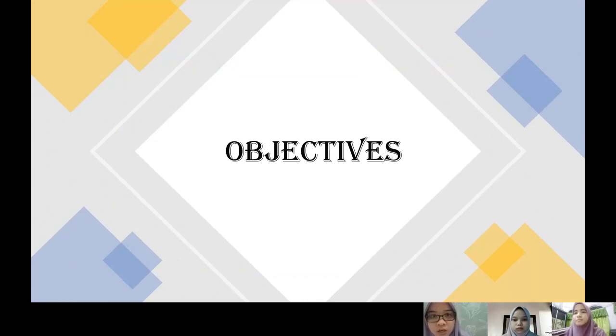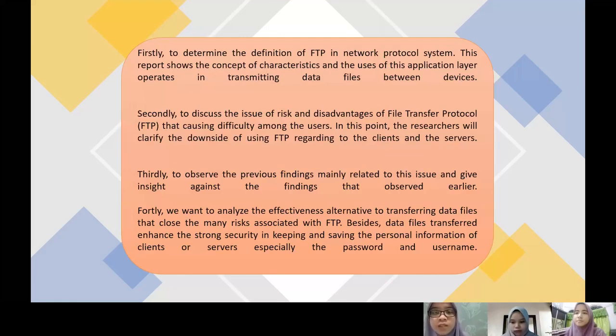The third point is objectives. Firstly, to remind the definition of FTP in the network protocol system. This report shows the concept of characteristics and the function of this application layer in transmitting data files between devices. Secondly, to discuss the issue of risks and disadvantages of FTP that cause difficulty among the users.